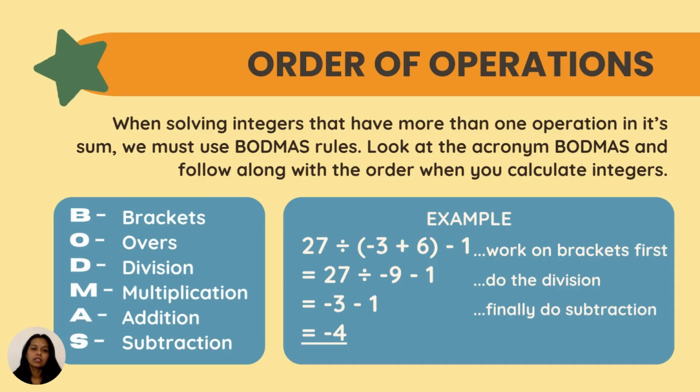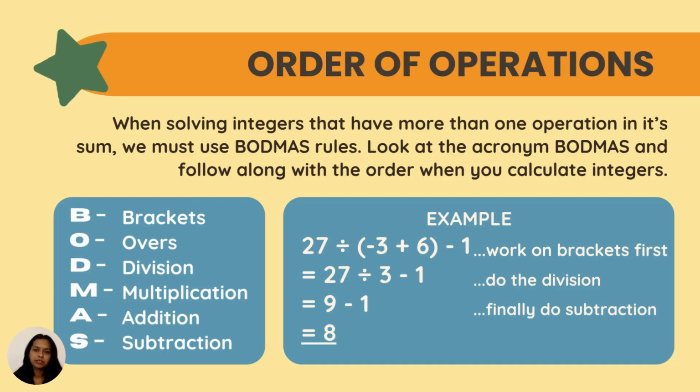Finally, we work on the order of operations. When we're solving integers, we work with an acronym called BODMAS. It works for all mathematical sums that have more than one operation in their number sentence. BODMAS is basically broken down into brackets, orders, division, multiplication, addition, and subtraction. It's the order of operations that you follow when you have a multiple operation sum. Okay, let's look at the example.